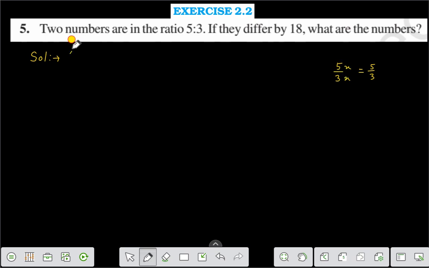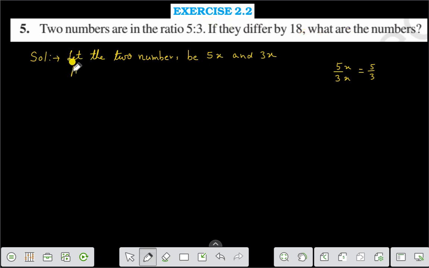Let the two numbers be 5x and 3x. According to the question, if they differ by 18, what are the numbers?